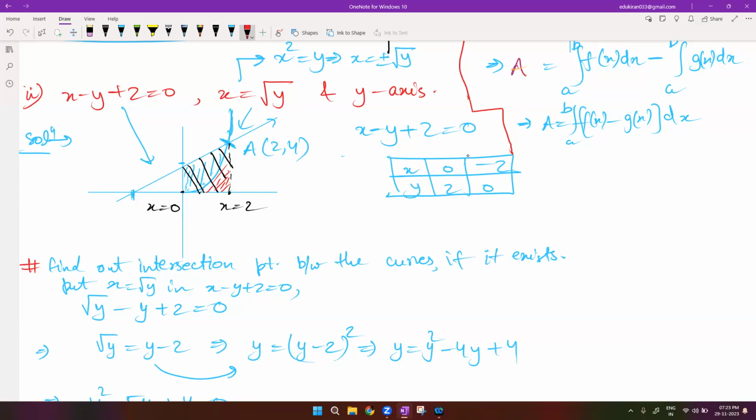Now, let's focus on the equation only. If I integrate this curve x is equals to root y from x is equals to 0 to x is equals to 2, then I will get this red portion. So to find out the blue portion, I will first find out this black portion, that is, the whole area, and then subtract this red portion. So we will get the blue portion, right?